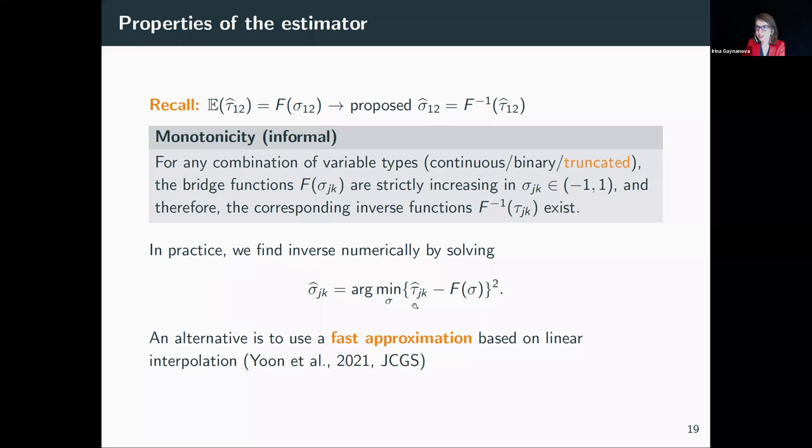What we do in practice is we write a function that implements our f, which we know in explicit form, and then we solve this uniroot optimization problem, for which we know from theory that the solution exists and is unique. But it does require a one-dimensional optimization for each pair of variables that you want to find a correlation for. As you may imagine, this can get computationally quite heavy if you have a large number of variables, or if you want to use this method with subsampling, bootstrapping, or cross-validation. So recently we built an alternative approach to solve it numerically using a fast approximation based on linear interpolation. If you are interested, at the end of the talk I would be happy to talk about exactly what this does. But the bottom line is we can compute this very fast.